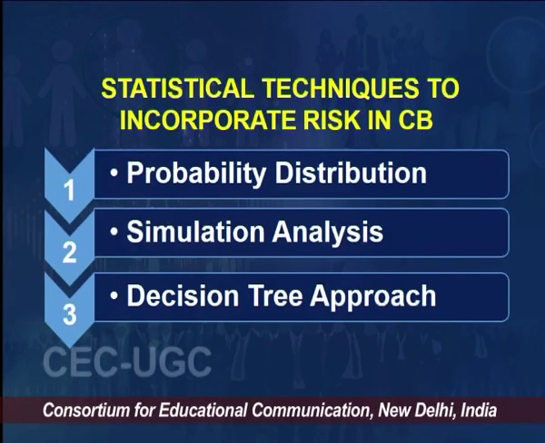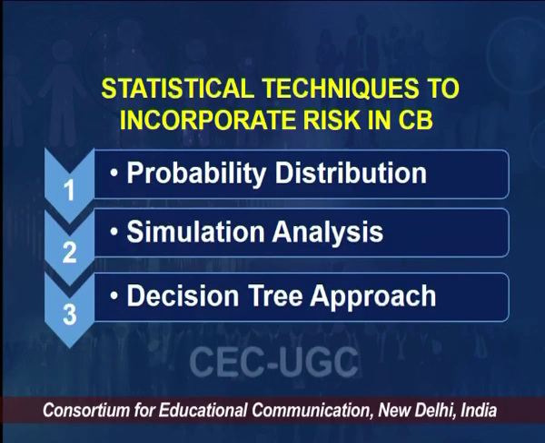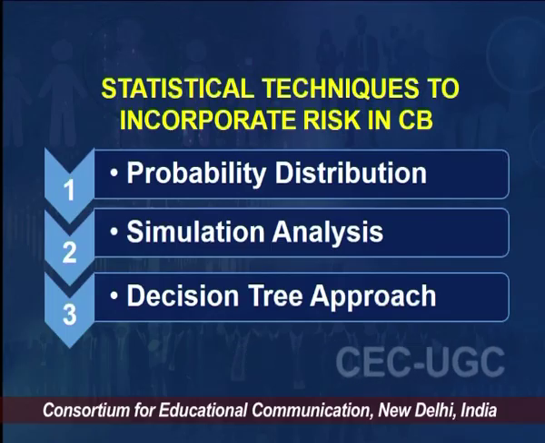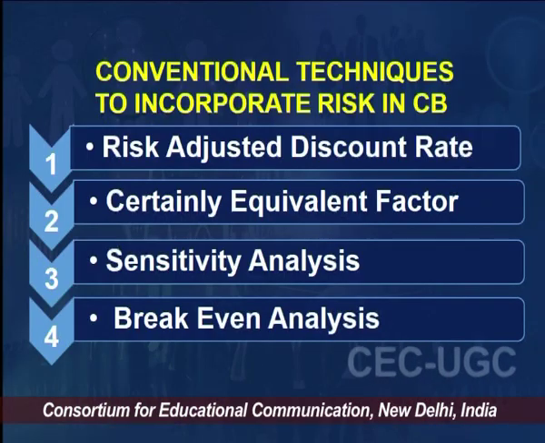Other than that, beside these four conventional techniques, we have three more techniques which are statistical techniques, and those three techniques are probability distribution, simulation analysis, and decision tree approach. So, we are going to discuss about the conventional techniques today. So, the first conventional technique I want to discuss is risk adjusted discount rate.